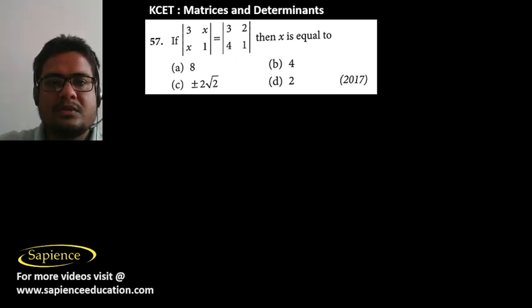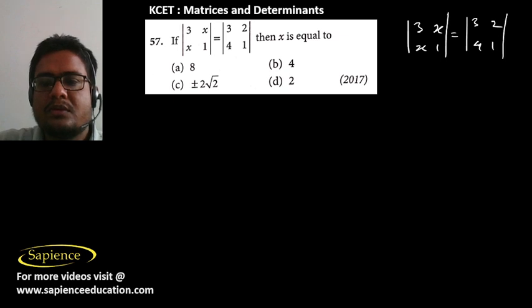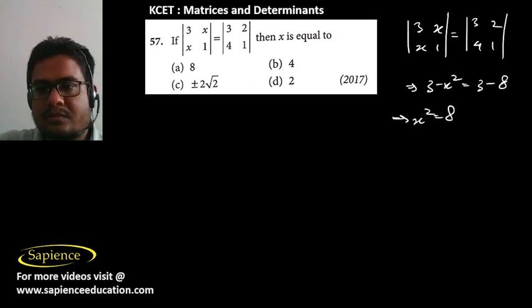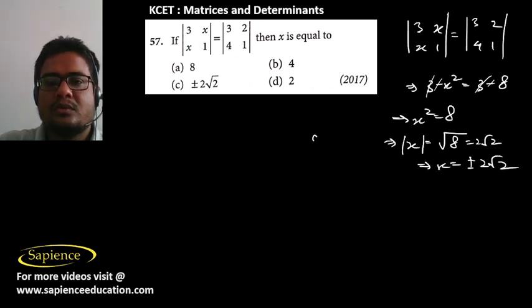Then in question number 57, it is told to solve this equation. The determinant of this will be 3 minus x square, that is equal to 3 minus 8. So 3 and 3 will cancel, minus minus, so x square equal to 8. So x should be equal to root 8, which is 2 root 2. Therefore x will be equal to plus or minus 2 root 2. Option C is the correct answer.